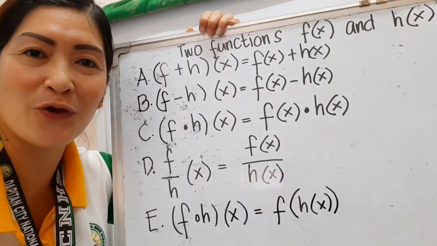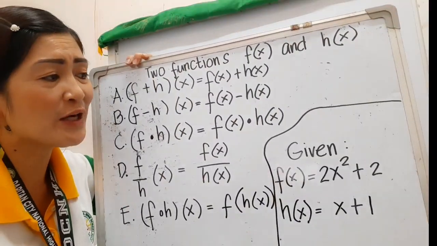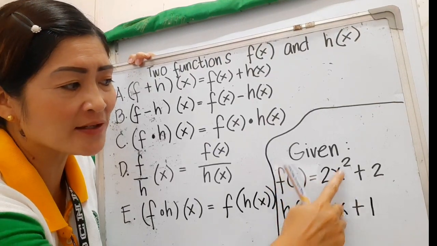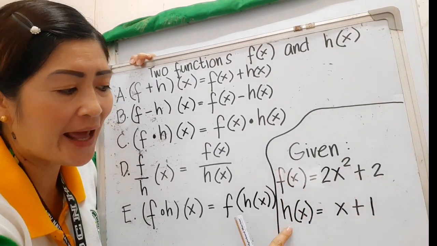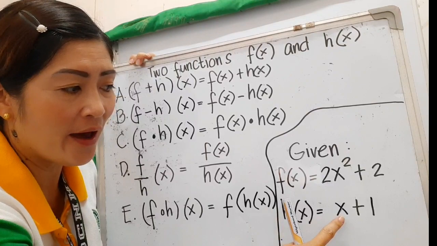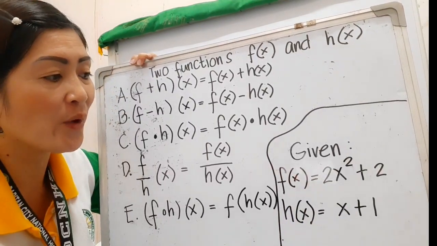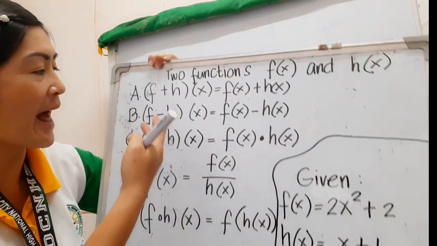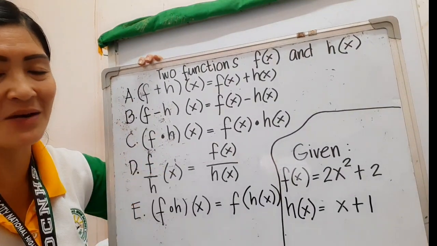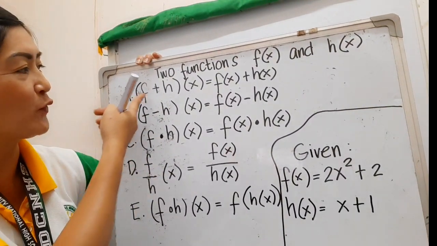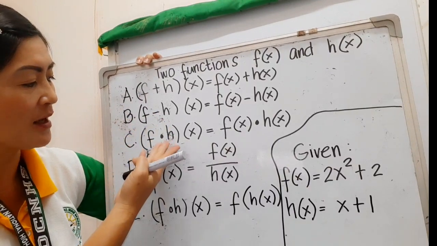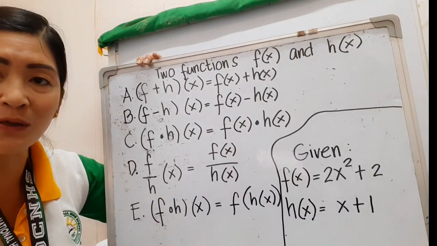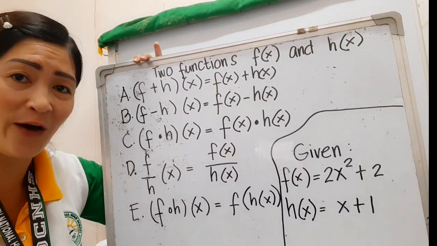Let me give you an example. So given the functions f of x that is equal to 2x squared plus 2 and h of x is equal to x plus 1, we will now evaluate these two functions applying the four operations in mathematics. We will start off with addition, then subtraction, then get the product, and then we will get the quotient, and then also the composition of functions.